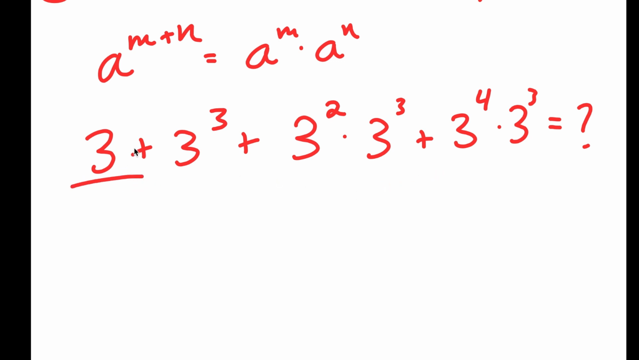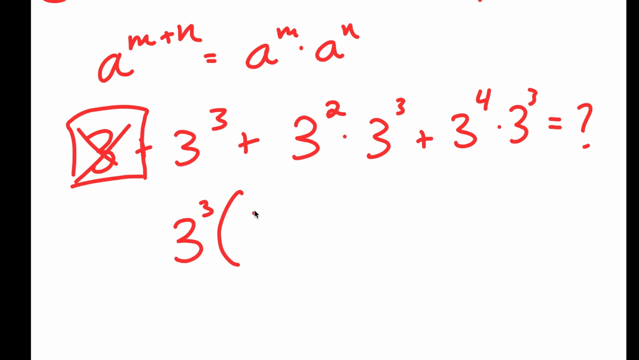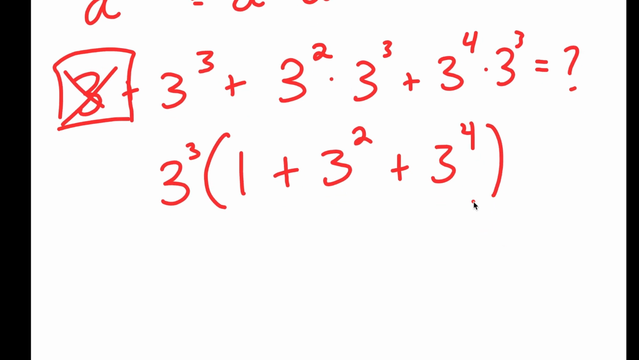And because I can't factor out 3 to the power of 3 from 3 just yet, what I'm going to do is I'm actually just going to ignore this 3. So let's just pretend that this isn't here, and let's pretend that this equation was just 3 to the power of 3 plus 3 squared times 3 to the power of 3 plus 3 to the power of 4 times 3 to the power of 3. So if I factor out 3 to the power of 3, I get 3 to the power of 3 times 1 plus 3 squared plus 3 to the power of 4. And we can just add plus 3 at the end there.